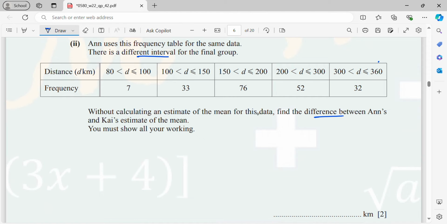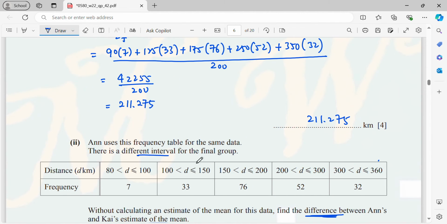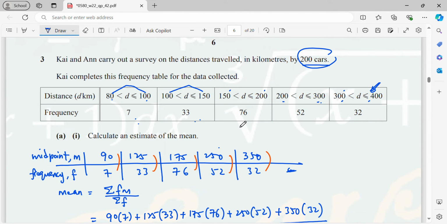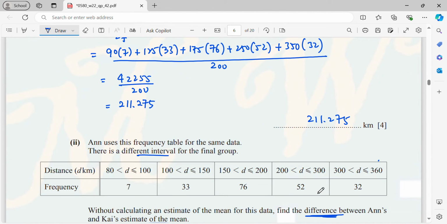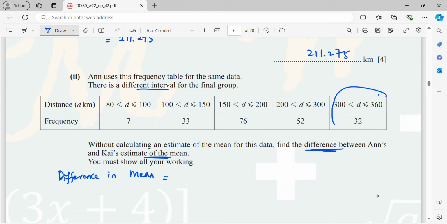Okay, so now basically, the question asks for the difference of the two means, right? So from here, I will write difference in means equals, okay, now all the rest are the same: 7, 33, 76, and 52. Exactly the same. That means the mean will be affected only by the last group.